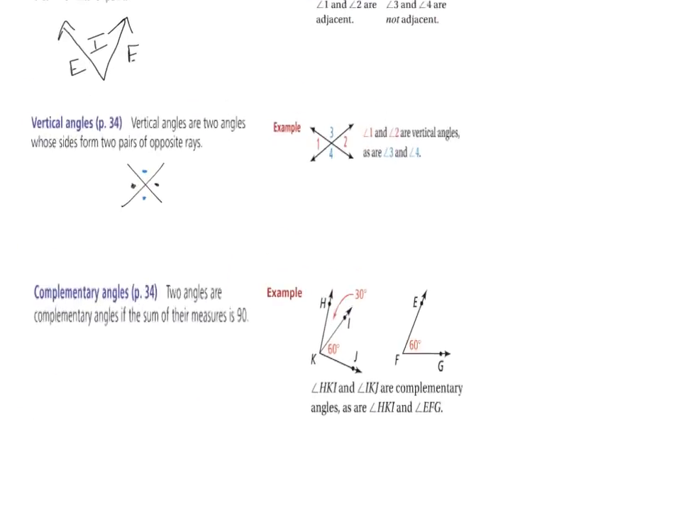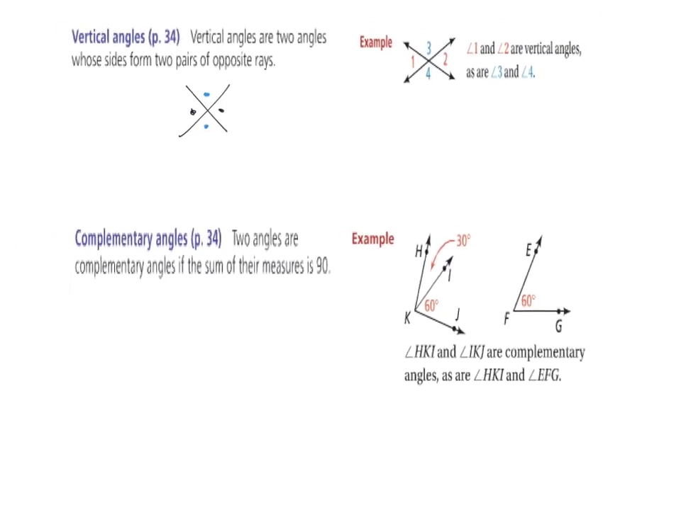Next one, complementary angles. Two angles are complementary angles if the sum of their measures is 90 degrees. So if I take the two angles and I add them up, angle 1 plus angle 2 is going to equal a total of 90 degrees together.